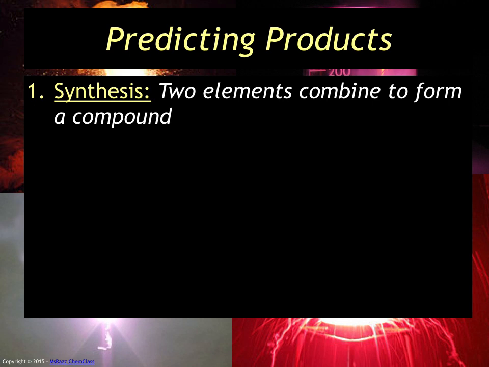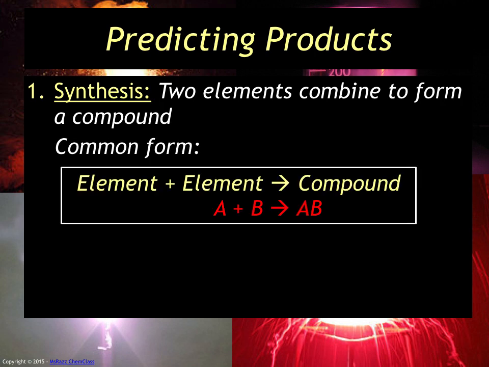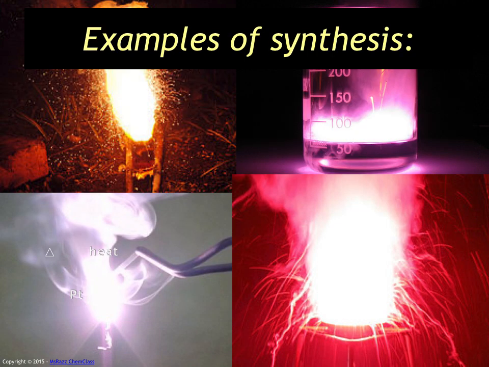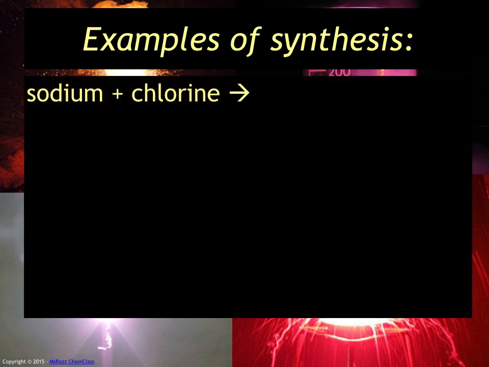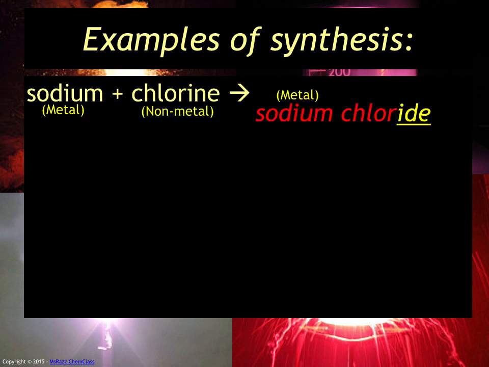So for a synthesis reaction, that's when you have two elements that combine together to form a compound. The common form of that reaction is element plus element yields compound. It also can be abbreviated using A plus B will yield AB. Looking at some examples of synthesis reaction, sodium, which is a metal, plus chlorine, which is a nonmetal, will yield sodium chloride.